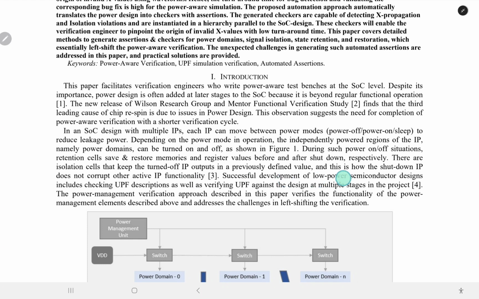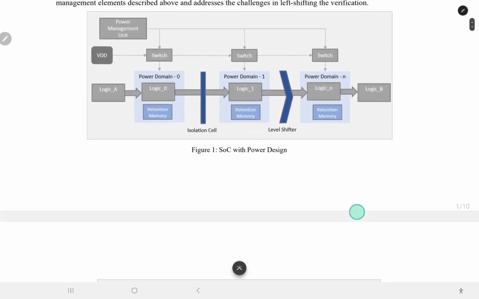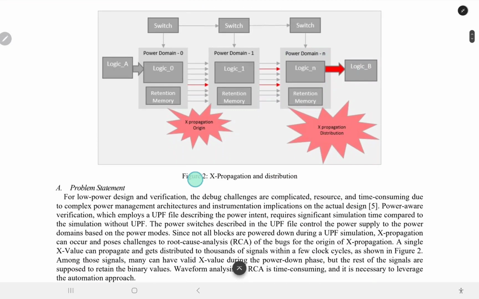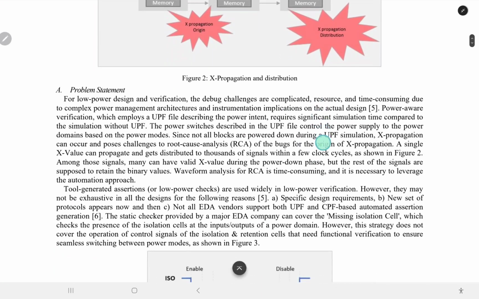Successful development of low-power semiconductor design includes checking the UPF description as well as verifying the UPF against the design at multiple stages in the project. The power management verification approach described in this paper verifies the functionality of the power management elements described above, to address the challenges in left-shifting the verification. Figure 1, SOC with power design. Figure 2, X-propagation and distribution.